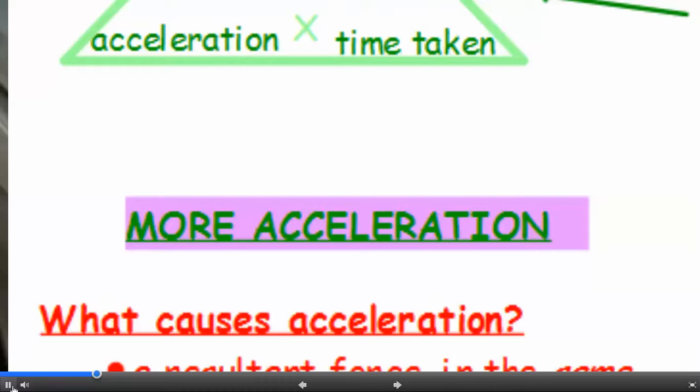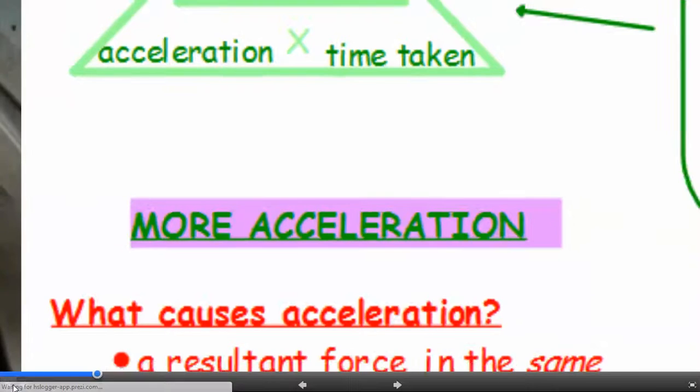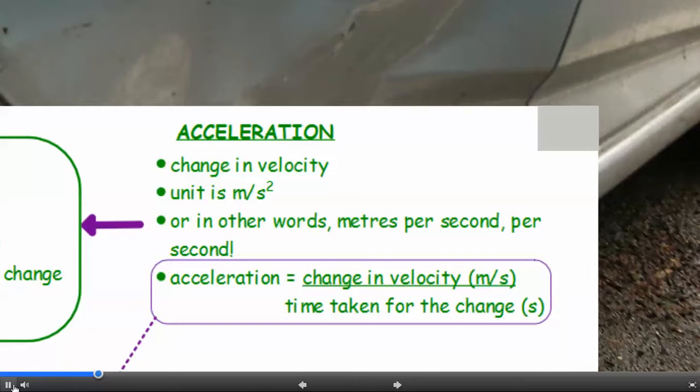More on acceleration. So just a reminder then, what we've already discussed: acceleration is a change in velocity and the unit is meters per second squared, or in other words, meters per second per second. And you can calculate it using this equation. Acceleration is the change in velocity in meters per second divided by the time taken for the change in seconds.